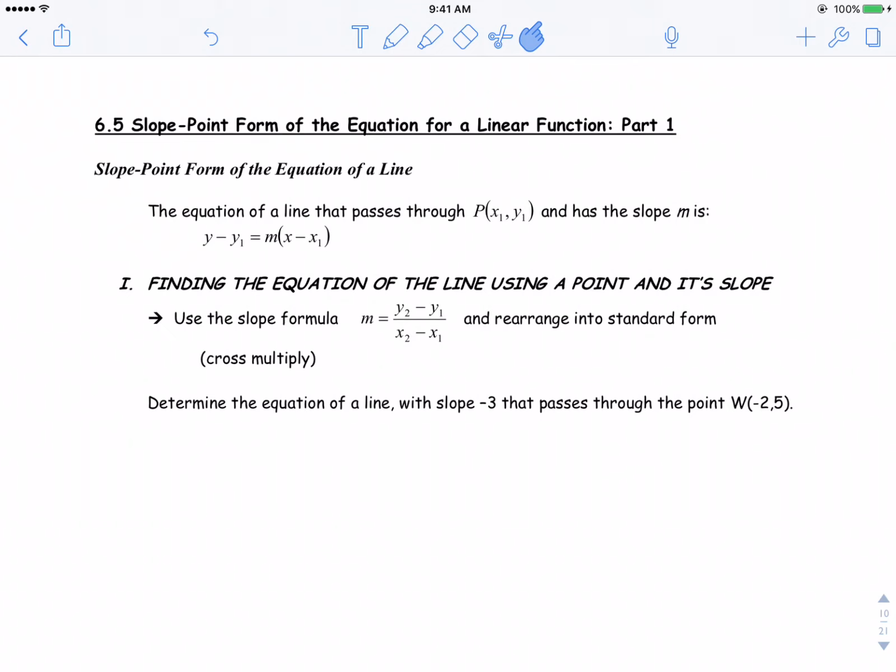So 6.5, part 1. 6.5 we're splitting into two parts. 3 examples today and a couple more examples on a different day. So 6.5, slope point form of the equation for a linear function.